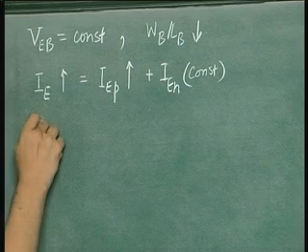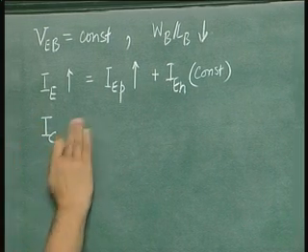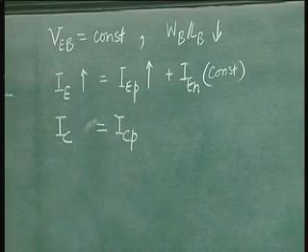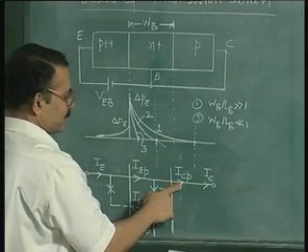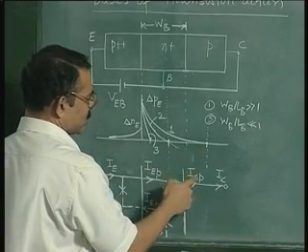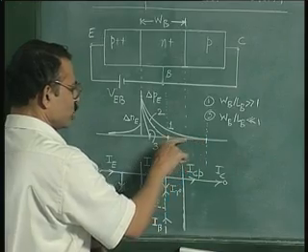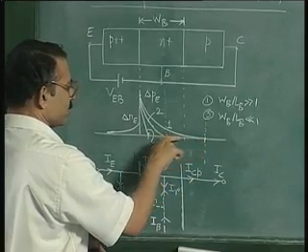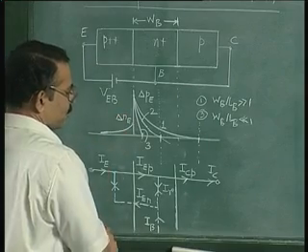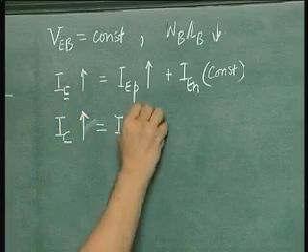Let us repeat the same thing for the collector current IC, which is equal to ICP in this case. So IC is nothing but ICP. For very large WB, ICP is 0 because the slope is 0. As you go on reducing your base width, the slope goes on increasing from 0. You can see this progressively, this slope and this slope. So we can write that IC increases because ICP increases.